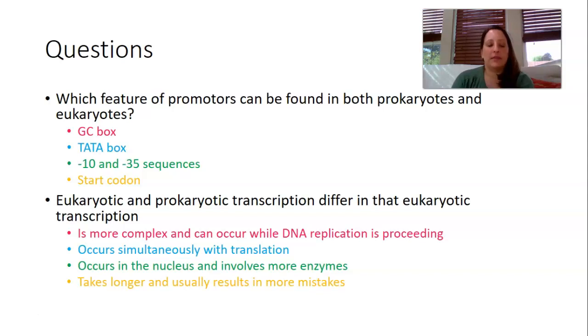So hopefully you answered green. Remember, in eukaryotes, we have that nuclear membrane, and the DNA is housed inside the nucleus. In prokaryotes, that's not true. So in prokaryotes, transcription happens in the cytoplasm, and it can happen simultaneously with translation. In eukaryotes, it happens in the nucleus, and there's just a whole heck of a lot more enzymes involved in the process.